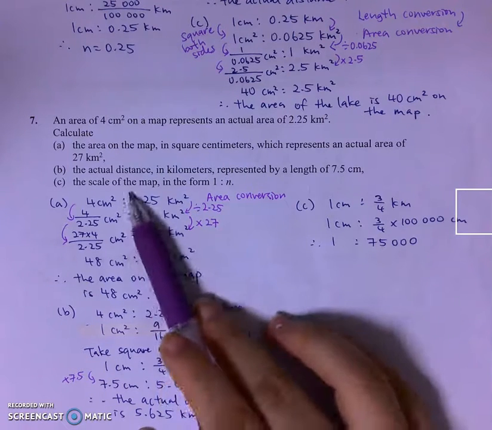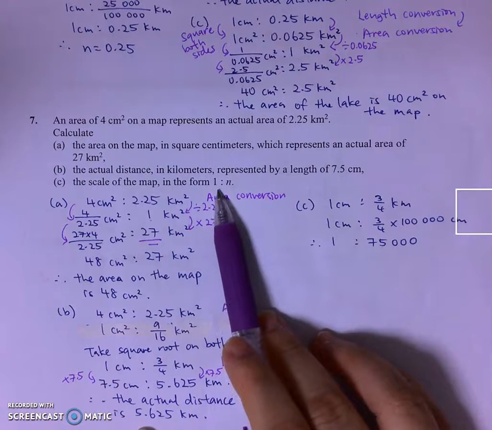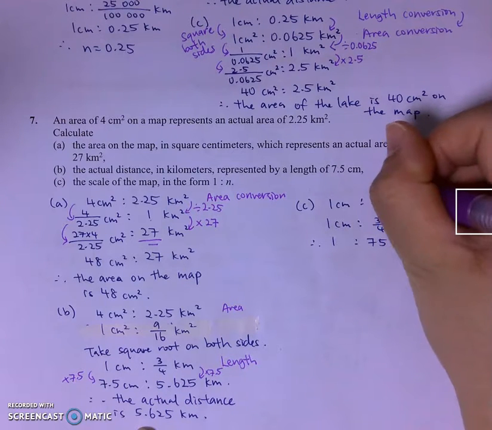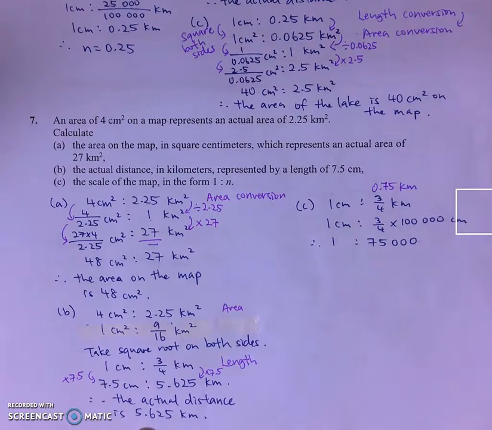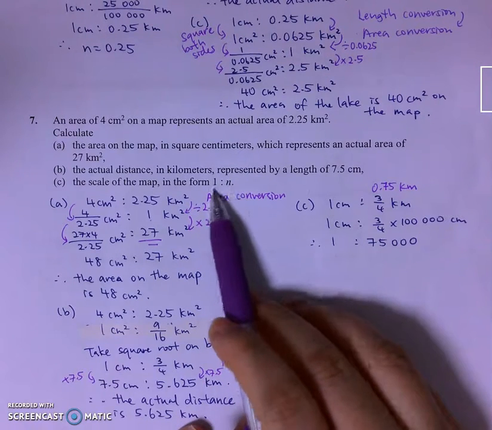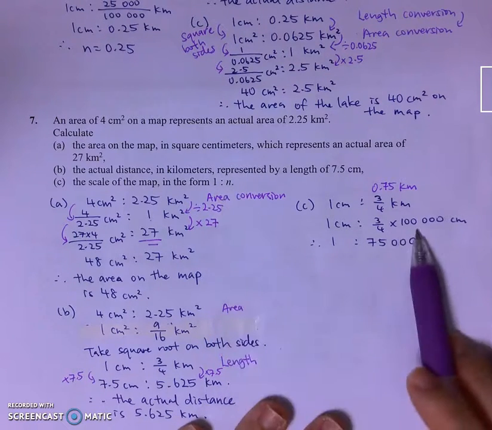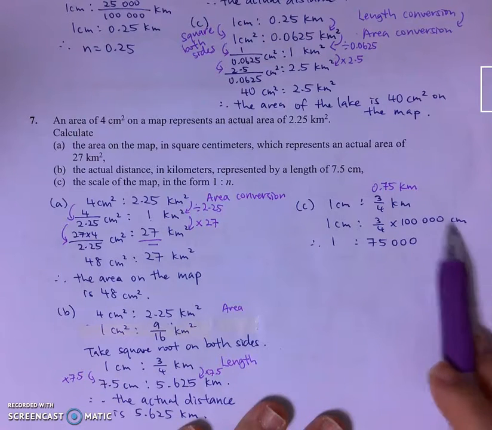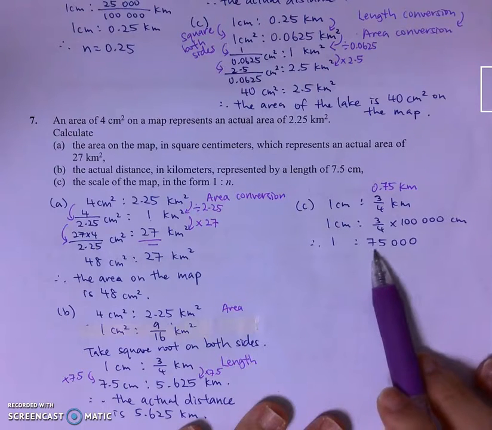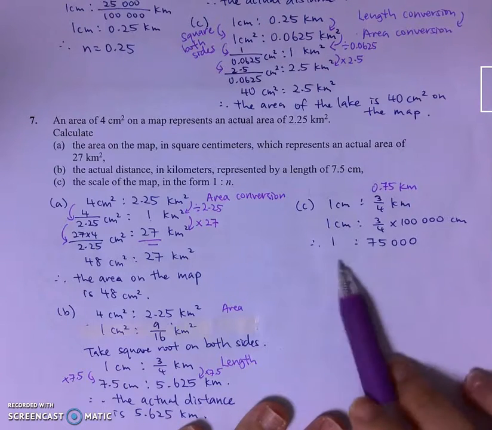Now part C wants us to write down the scale of the map in the form of 1:n. So 1 cm is 3 over 4 kilometers. You can also write this as 0.75 kilometers. Then I need to convert it to cm. Because if I want 1:n, the 2 needs to be of the same units. So I multiply by 100,000 to get kilometers to cm, and that will give me 1:75,000. So the scale of the map is given as this.